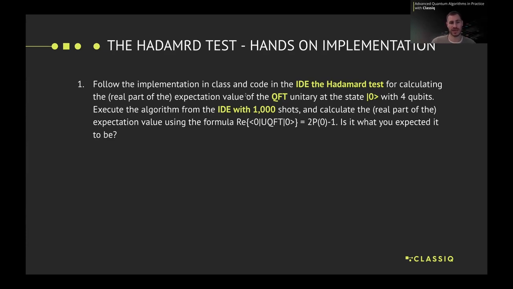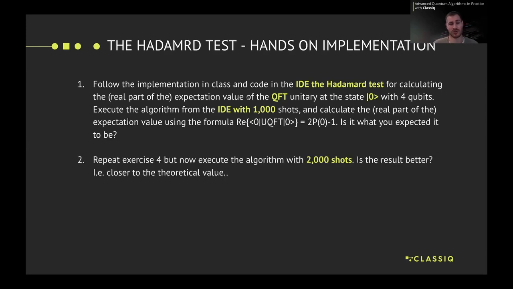Now execute the algorithm from the IDE with 1000 shots and calculate the real part of the expectation value using the formula. This is the general formula: the real part of what we want to achieve is 2 times the probability of measuring 0 minus 1. And the question is, is it what you expect it to be? So you need to understand what the quantum Fourier transform unitary is and what should theoretically be the expectation value of the 0 in the 0 state. And a hint, should it be a real value? So we don't need to take the real part because it's already real, or it's a complex value. You should think about these things.